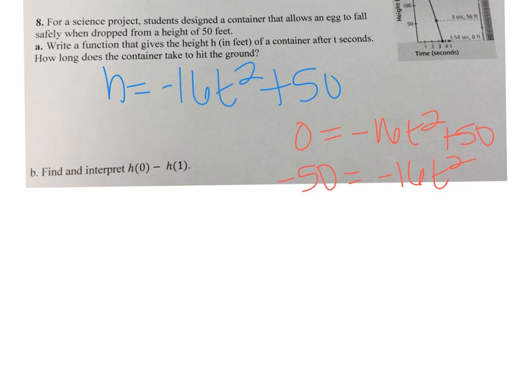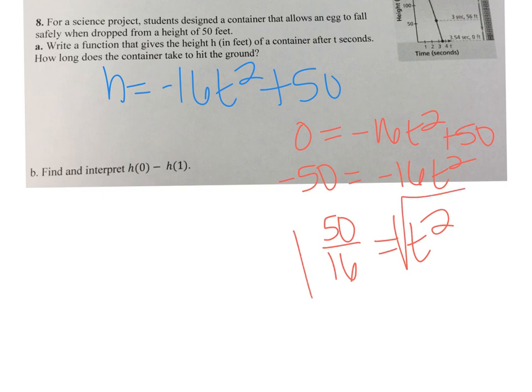Why did I do that? Because I noticed there was no b. And since there's no b, then I can just solve by square root. I do not have to factor. So what I'm going to get for t squared is 50 over 16. I divided both sides by negative 16, and this is where I'm at.